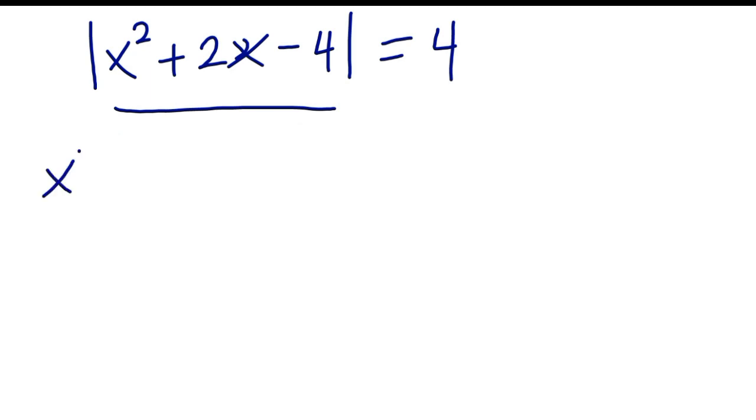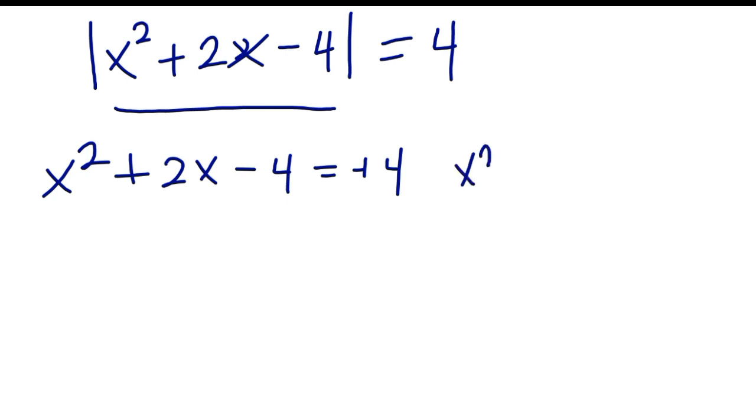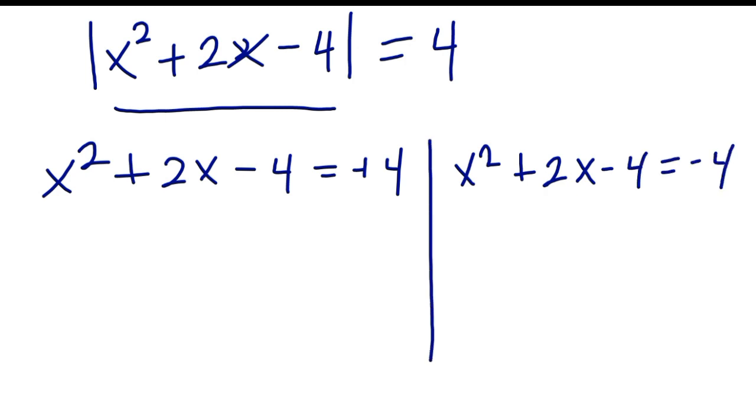So we have that x raised to the power of 2 plus 2x minus 4 is equal to plus 4. And on the other part, we have that x squared plus 2x minus 4 is equal to minus 4. Now, how do we solve this left hand side? You have that our absolute value is equal to a positive number, which is plus 4. Now, the first step we're going to take is trying to get rid of this minus 4. So what do we do? We add positive 4 to both sides of the equation.